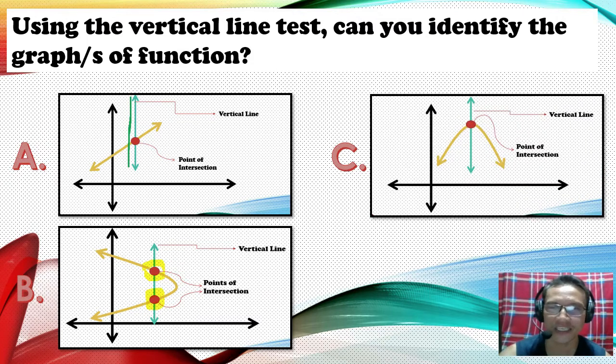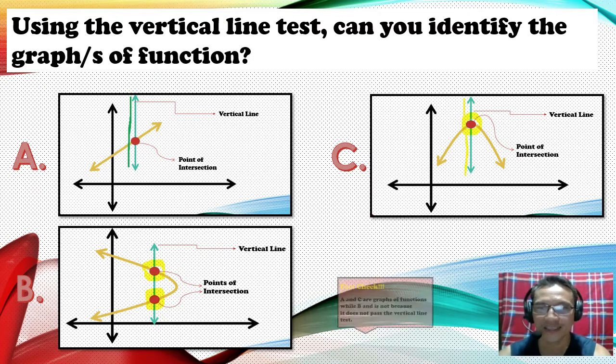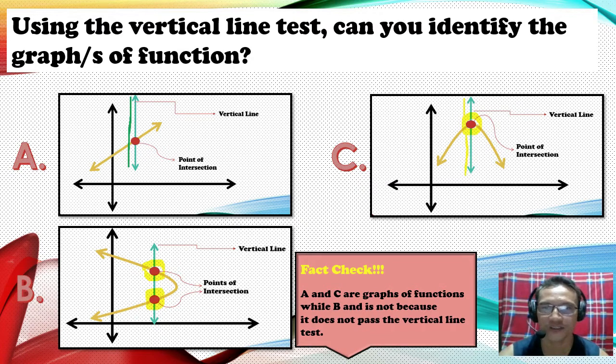Next, letter C. So letter C, we have the vertical line drawn to the graph. It intersects at exactly 1 point also. So it is clear that letter C represents a function. So we have A and C are graphs of a function, while B is not, because it does not pass the vertical line test.